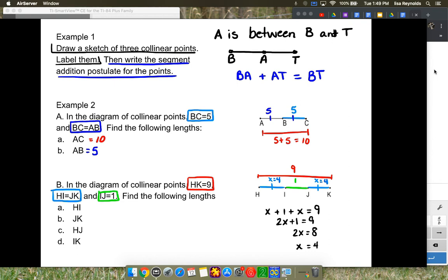So HI we just calculated as 4. JK we just calculated as 4. The next one wants to know HJ. So we're going to add the pieces of 4 plus 1 to get 5. And the last one wants to know IK, so we're going to add the pieces of 1 plus 4 to get 5.